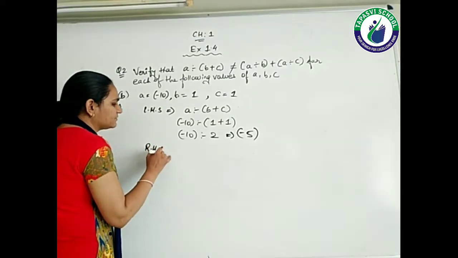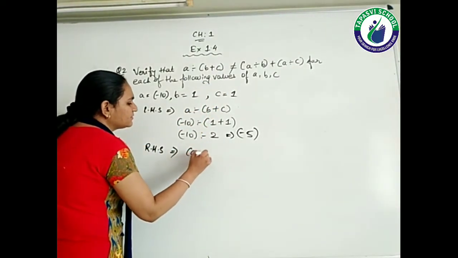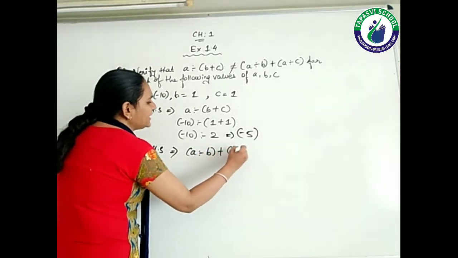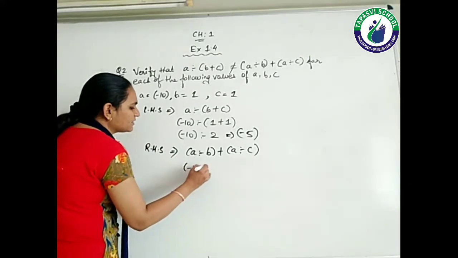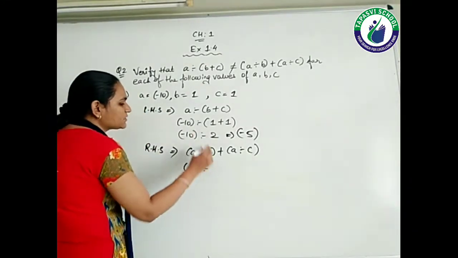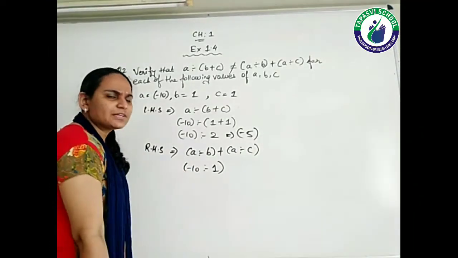RHS, A divided by B plus A divided by C. The value of A is students minus 10 divided by B, it is 1. You can keep this minus 10 in the bracket. If you don't keep, then also it's okay.